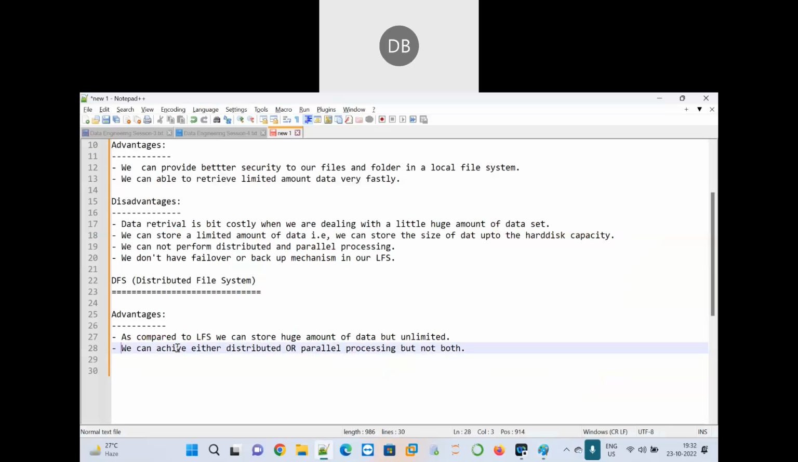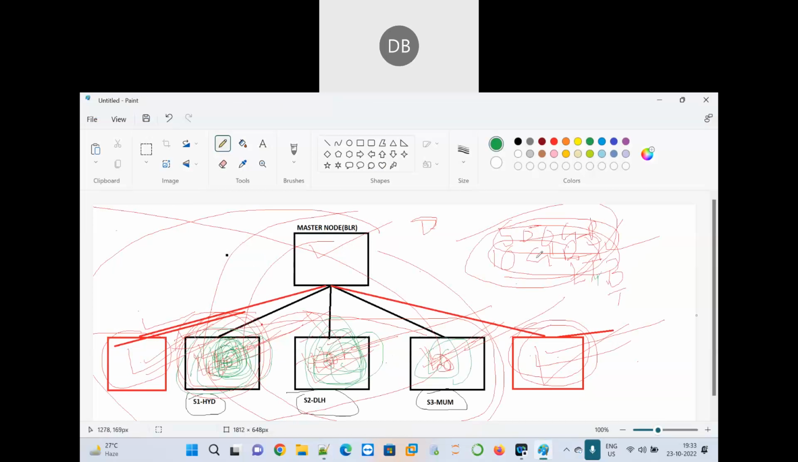Okay. We can achieve either distributed or parallel processing, but not both. Okay. What do you mean by parallel processing? Parallel processing means, suppose in my dataset altogether there is no dependency. I have one that is 5 GB, another one is 2 GB, another 3 GB. Okay. There is no dependency between one and another, whatever I have stored. Then what happened? All the nodes can process independently, as there is no dependency on one another.